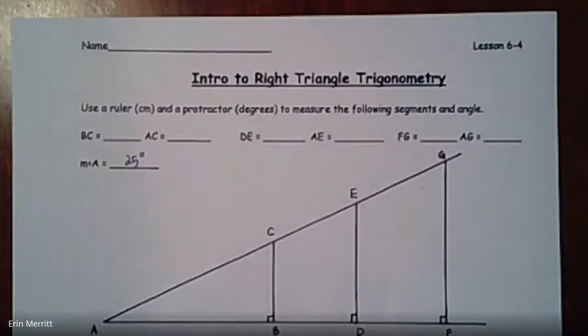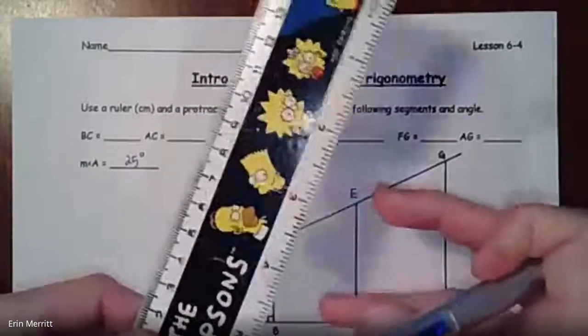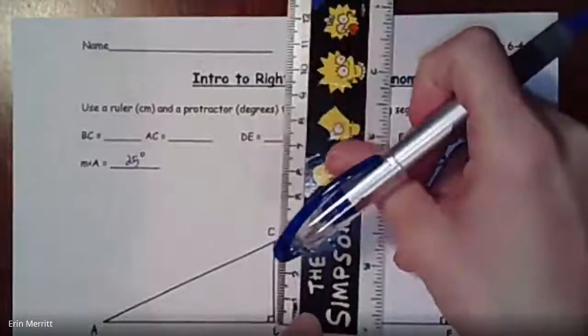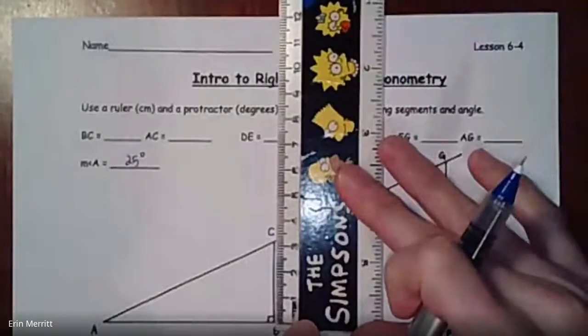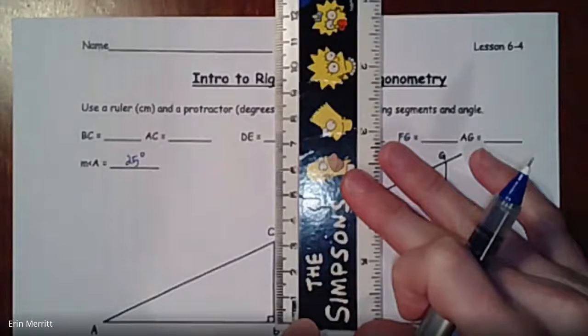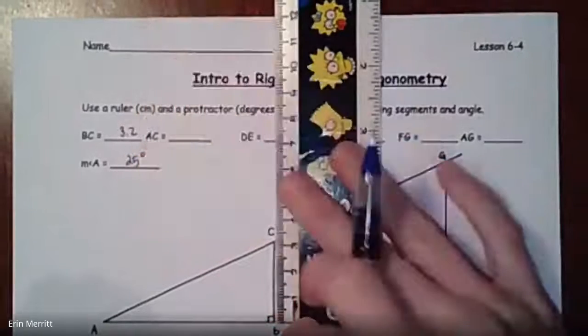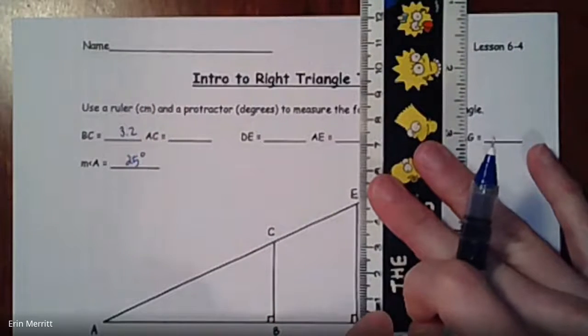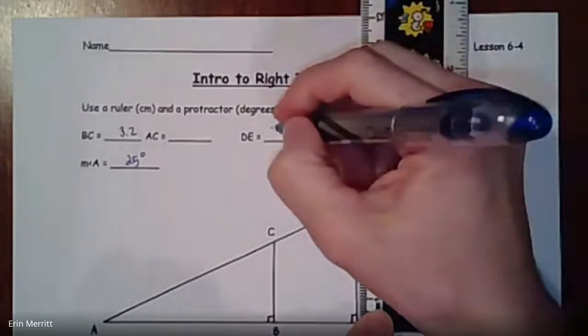As for the rest of these, we've got to use our ruler, and look what I found in my drawer, an old Simpsons ruler, probably from when I was a kid. So here we go. If we line it up in centimeters, we want to go to the nearest tenth here. And so this would be about 3.2, let's say, centimeters. And then I can slide up so that DE right here is coming out about 4.7.